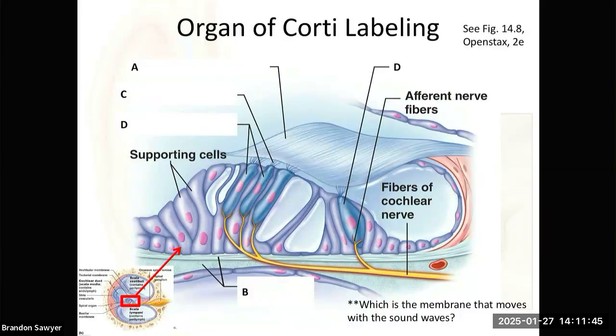No, so the organ of Corti is the specialized region of the cochlea that has the hair cells in it. The cochlea is like the whole thing. Sorry, the organ of Corti is just the little part there in the center canal. And this is zooming in on one little part of that, right?